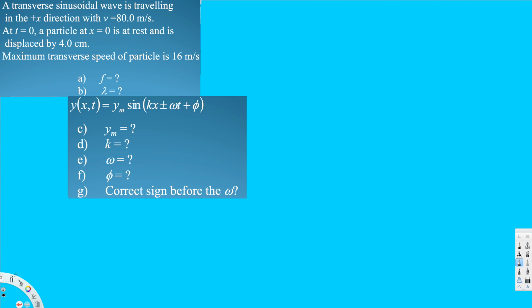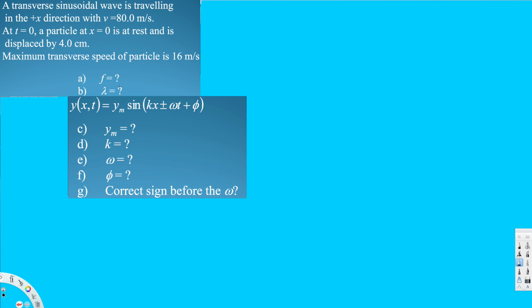Let's do this problem right here. The question is asking: a transverse sinusoidal wave is traveling in the plus x direction with v equal to 80 meter per second. At t equal to 0, a particle at x equal to 0 is at rest and is displaced by 4 centimeter, and they have given the maximum transverse speed of the particle is 16 meter per second.